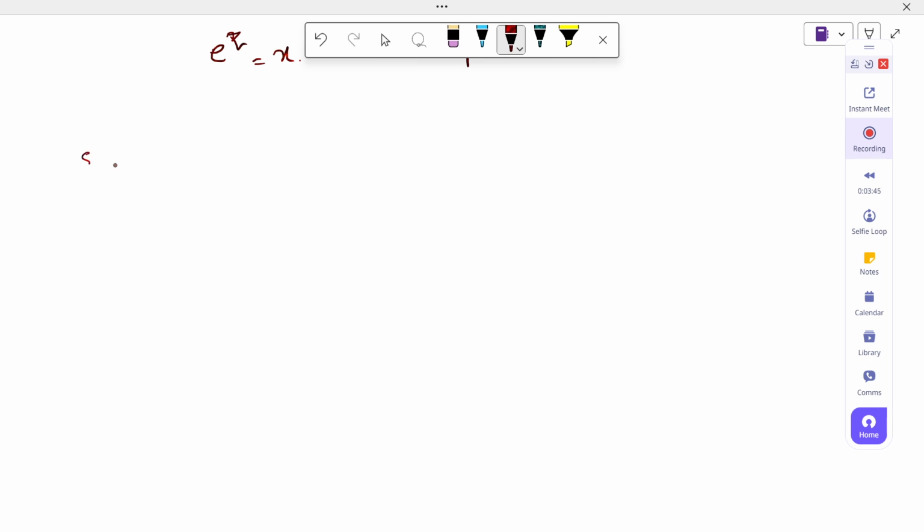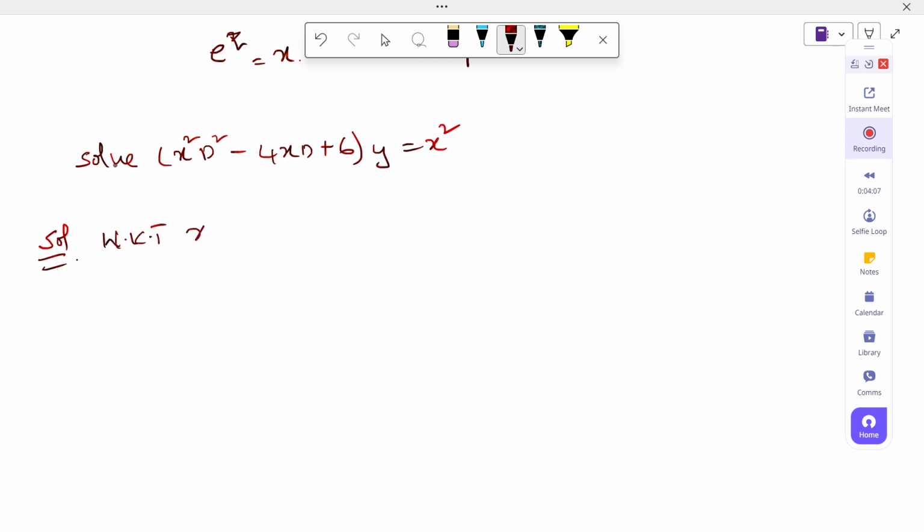Solve x square d square minus 4xd plus 6 of y equals x square. Solution: we know that x into d equals theta, x square d square equals theta of theta minus 1, and e power z equals x, and z equals log x.